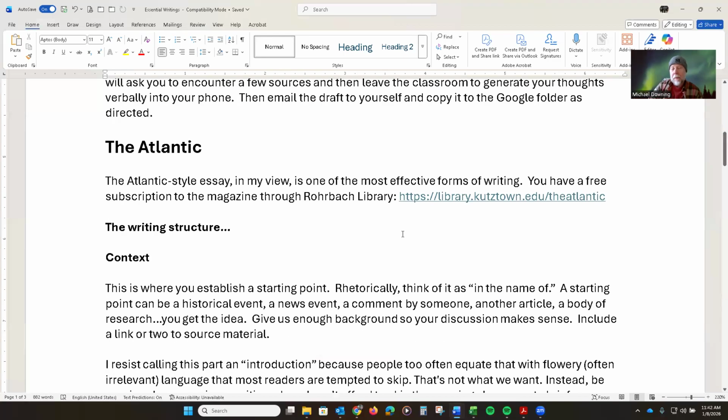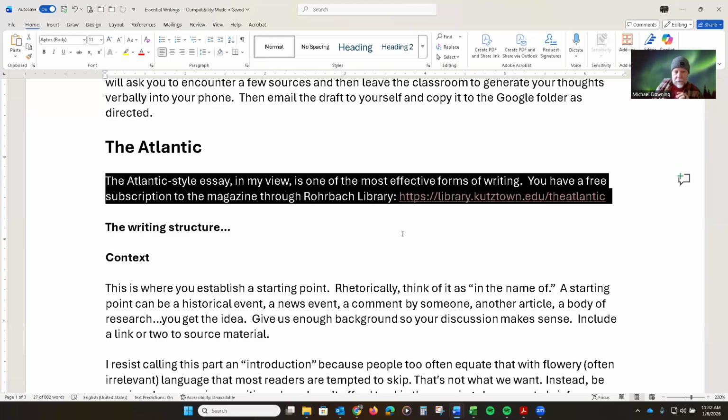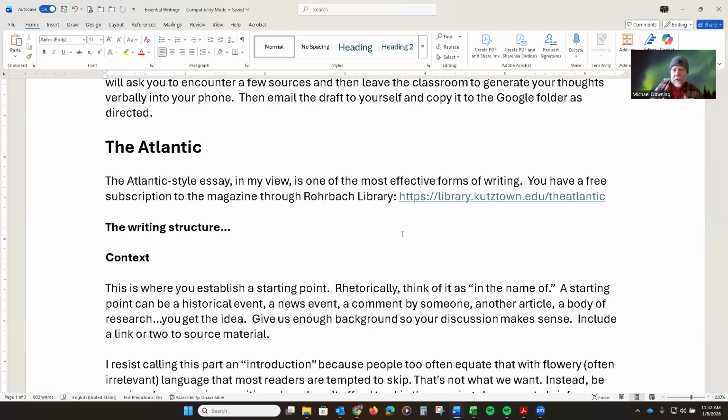Okay. So then back to the kinds of essays that you're going to create for this class. We're going to turn toward the Atlantic magazine. It may be called the Atlantic Monthly. Still, it was many years ago. It's been around for a very long time, over 100 years. I will introduce this to you. You may be familiar, but what I'm fastened to here is the Atlantic style essay. Highlight this. In my view, it is one of the most effective forms of writing in the world today.